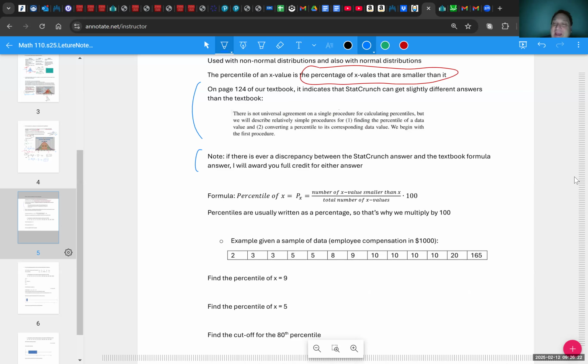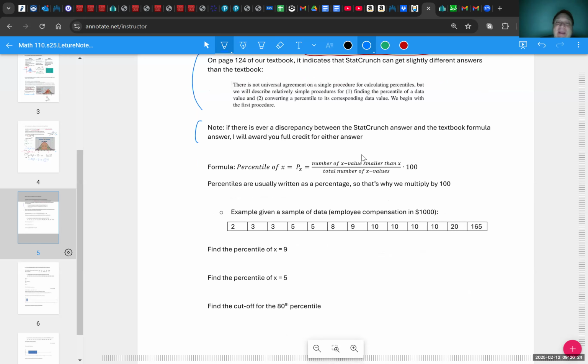So for this one right here, again, the formula for a percentile, which is called PX, this is just the way they write it, is the number of X values that are smaller than X divided by the total number of X values. That gives you the portion or the fraction of X values that are smaller. And then we multiply by 100 because that's how we convert a fraction or a decimal into a percentage. So multiplying by 100 just converts those partial fractions, partial decimals, into percentages. So that's a very simple formula.